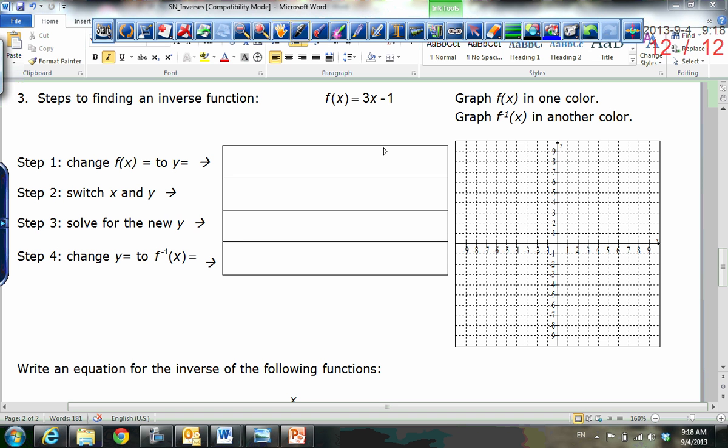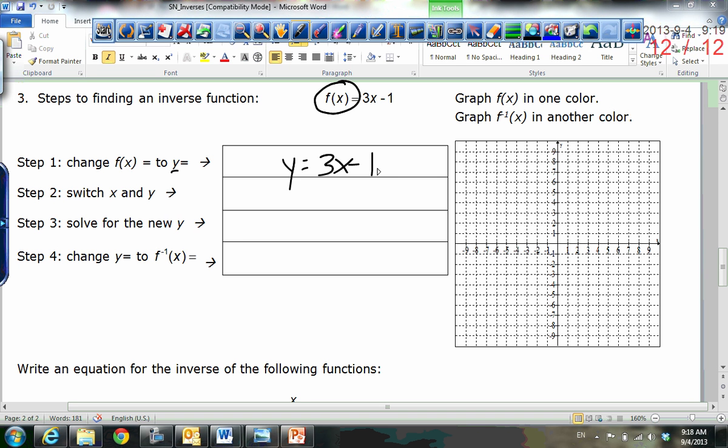All right, we got 4 steps. Now we're doing this algebraically. The first step is to say, instead of writing f of x, we're just going to write y. So my first step is y equals 3x minus 1. That's my first step. What type of graph is 3x minus 1, by the way? Circle? Parabola? It's a line.